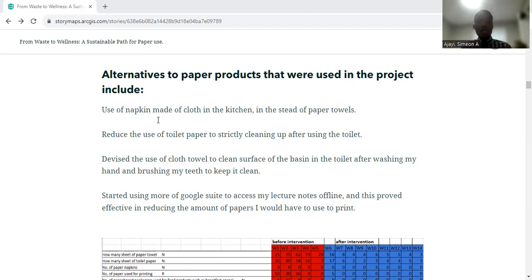And then I also started using more of Google Suite, like I mentioned before, Google Word, Google PowerPoint, and the likes, to access my lecture notes offline. This proved effective in reducing the amount of paper I would have to use to print.